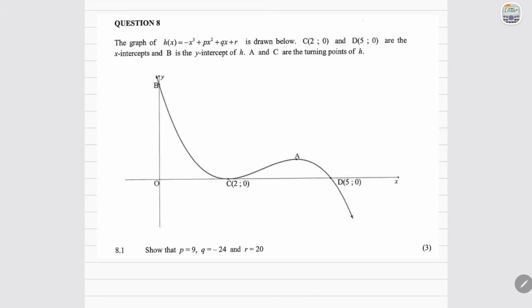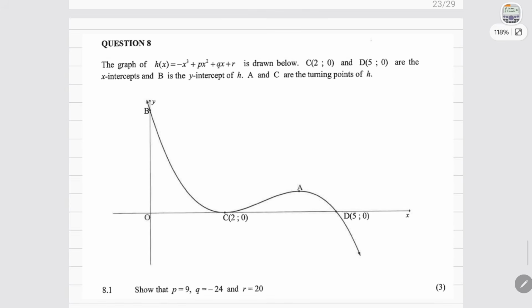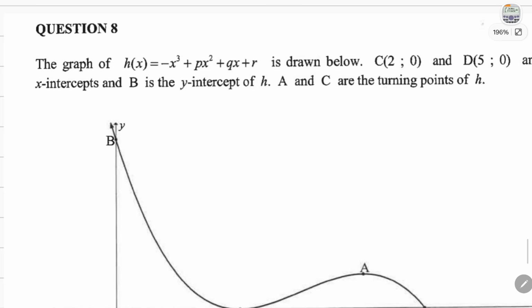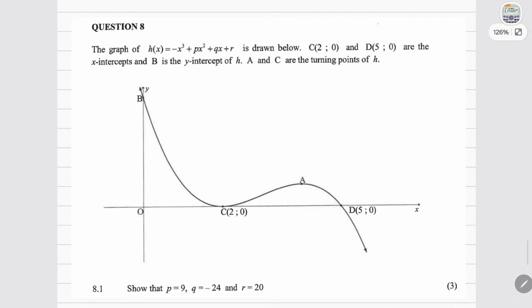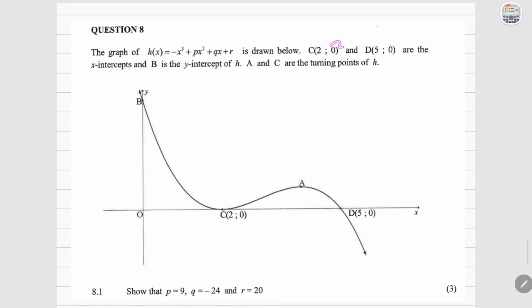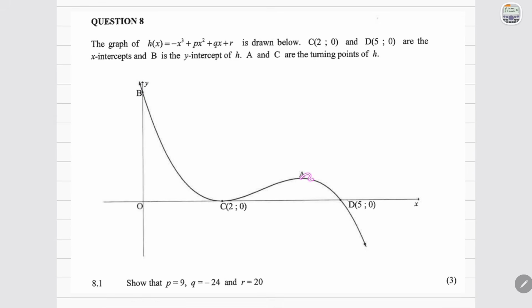We are now on question 8. And question 8 says, the graph of h of x is equal to, and we have negative 1 x to the power of 3. So this is already complete. The only things missing are p, q, and r. Okay, just like the previous question. And then they say that this graph is drawn below. And then we have this point C, and we have D, that these are x-intercepts. And then B is a y-intercept. Okay, it's the y-intercept of H. And then they tell us that A and C are turning points of H.